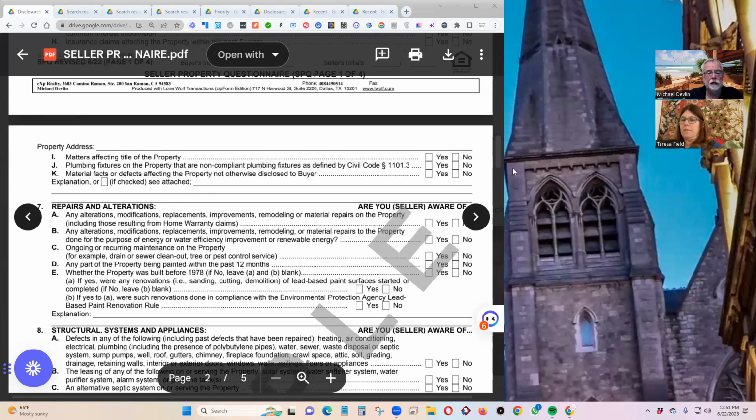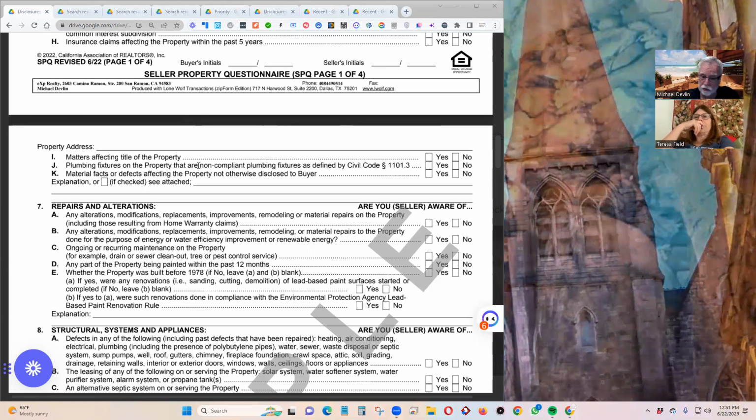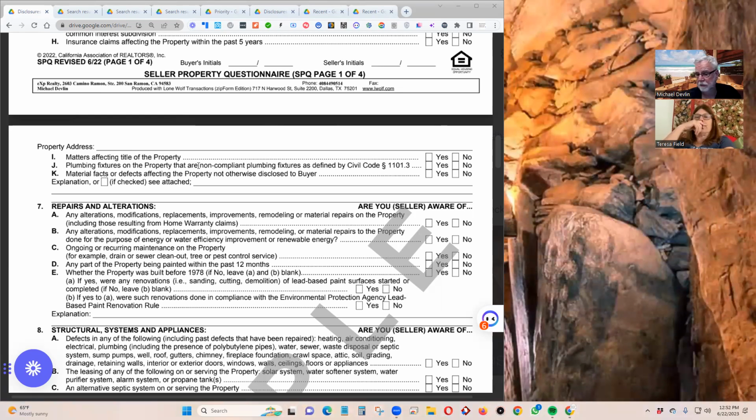Matters affecting title. Do you know? Plumbing fixtures that are non-compliant, that means low flow water fixtures. Low flow water fixtures, right? Do you know? Right now, there's a law that says they're supposed to be compliant, but they don't come and check unless you live in certain counties. Santa Cruz County, they're going to come and look at your toilet and your shower and all that to see if you've got water conserving plumbing fixtures. And if you don't, you've got to put them in. And if you don't, you're not going to be able to sell.